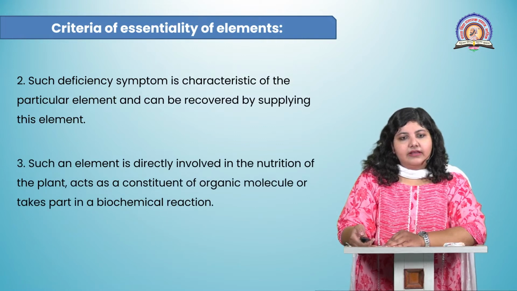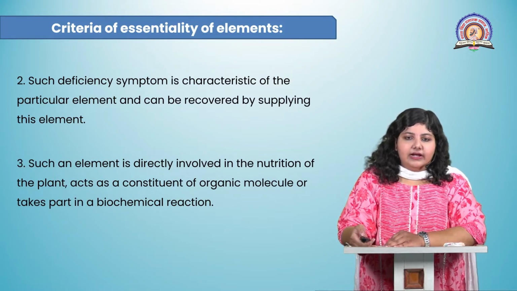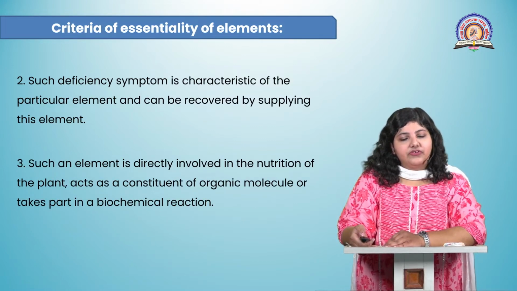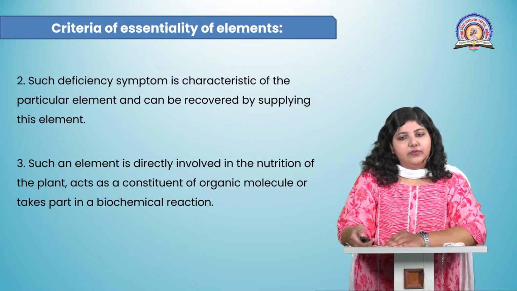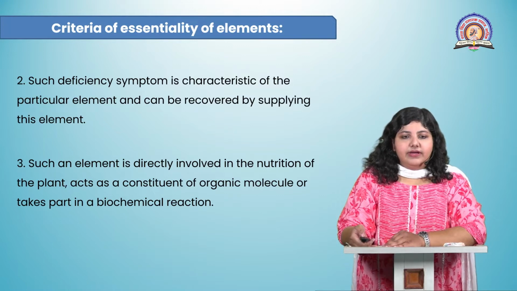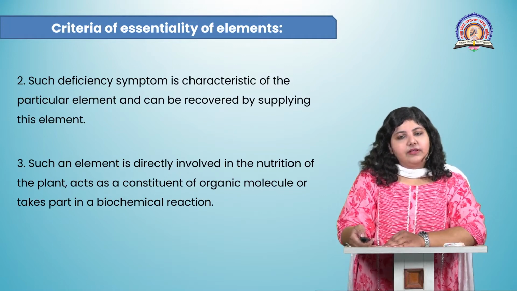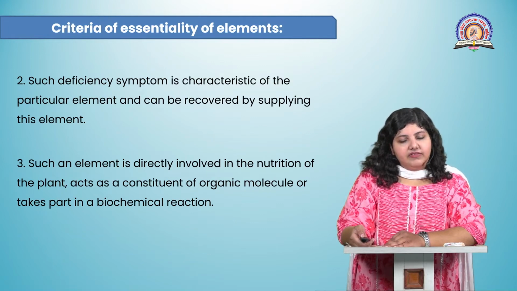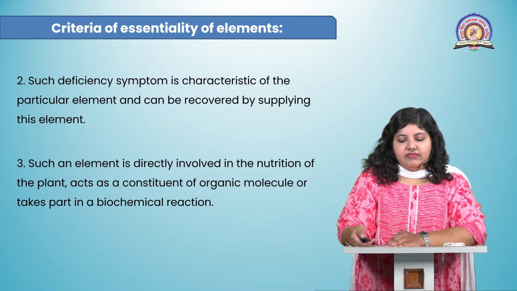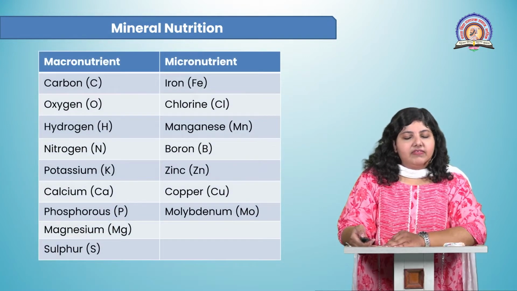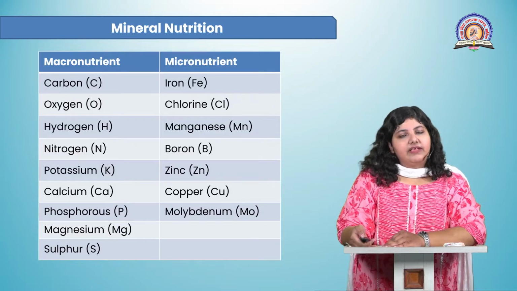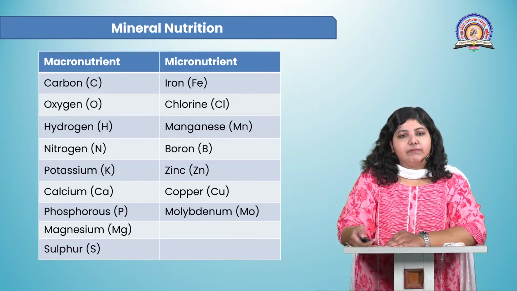The third criteria: such an element is directly involved in the nutrition of the plant. It acts as a constituent of an organic molecule or takes part in a biochemical reaction. So these are the three criteria by which the essentiality of elements can be determined. And on the basis of these criteria only, 16 elements are considered to be essential for the regular growth and development of plant.